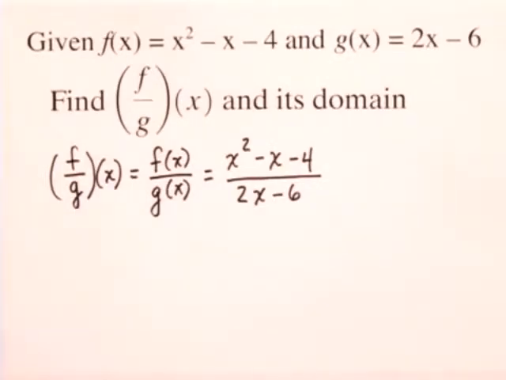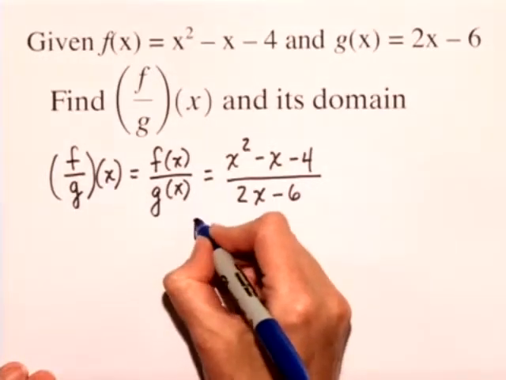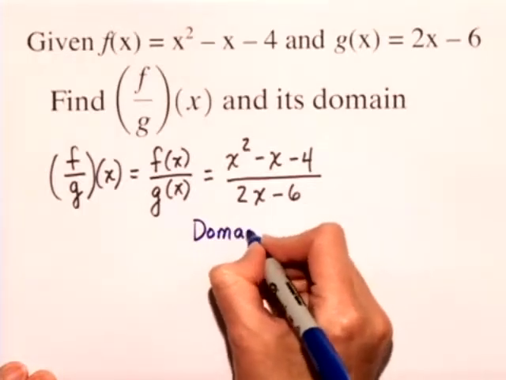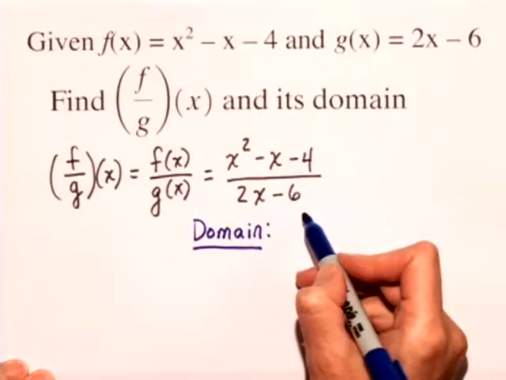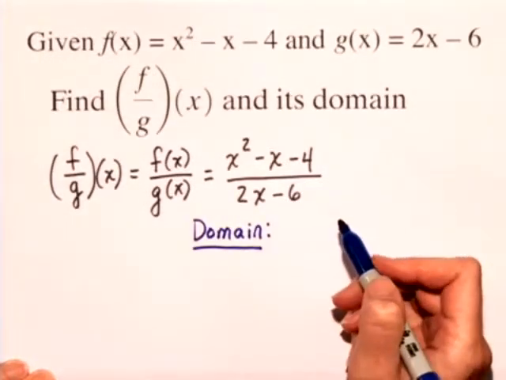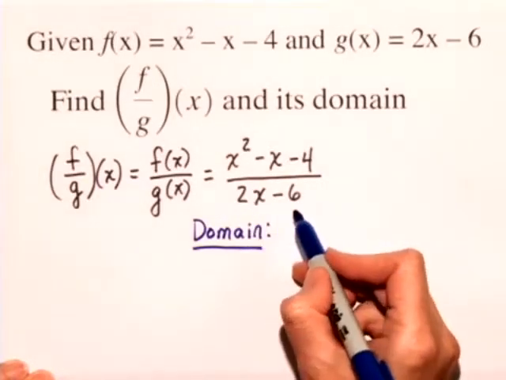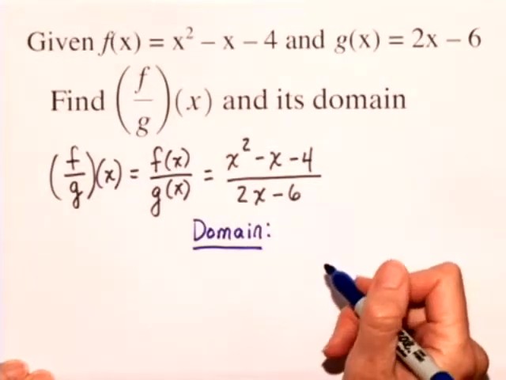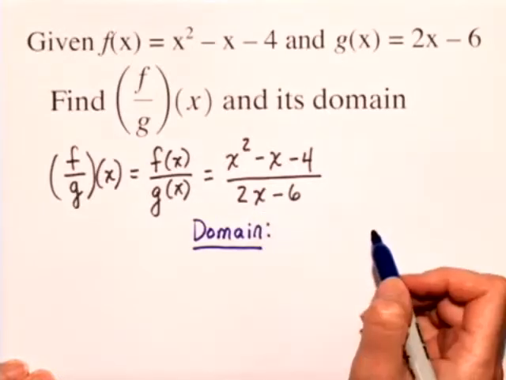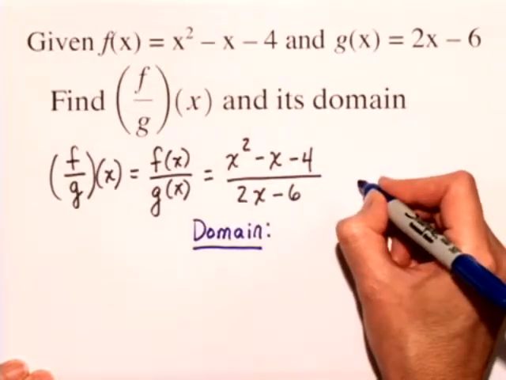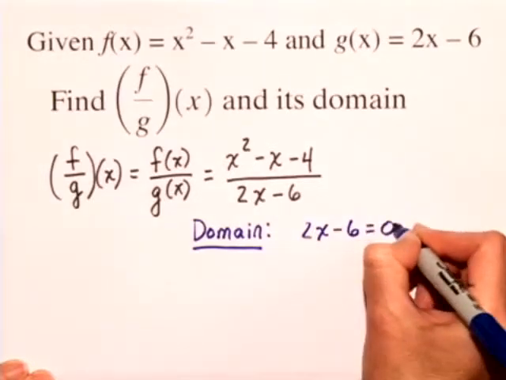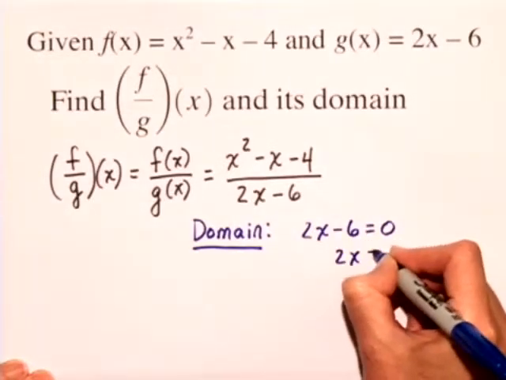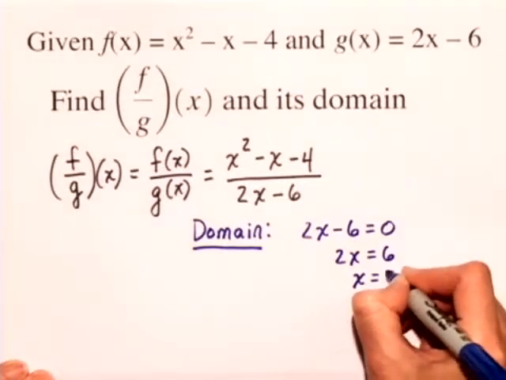Now how about the domain of this new function? Well, in order to figure out the domain, we need to note that we have a rational expression. So the domain is going to be any real number except a number that makes the denominator 0. So let's find out what makes the denominator 0 by setting the denominator equal to 0. So let's set 2x minus 6 equal to 0, and we get 2x equals 6 or x equals 3.